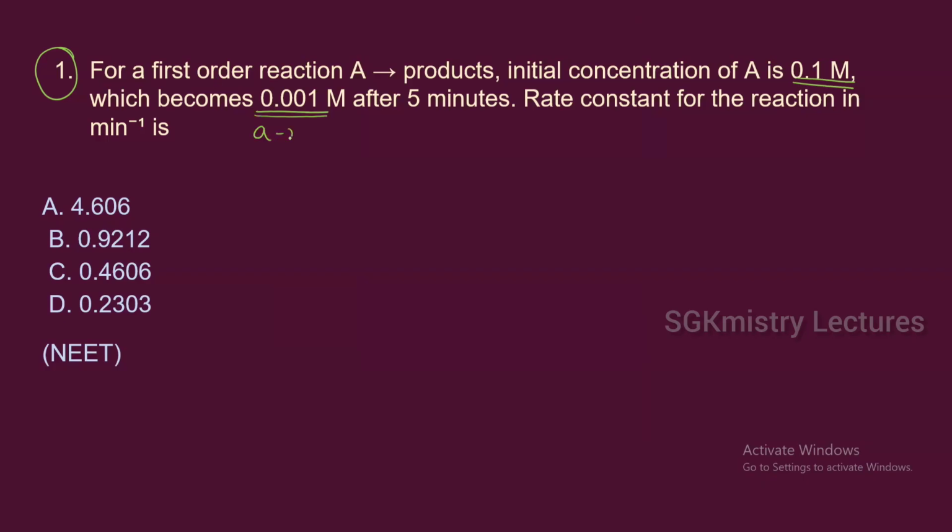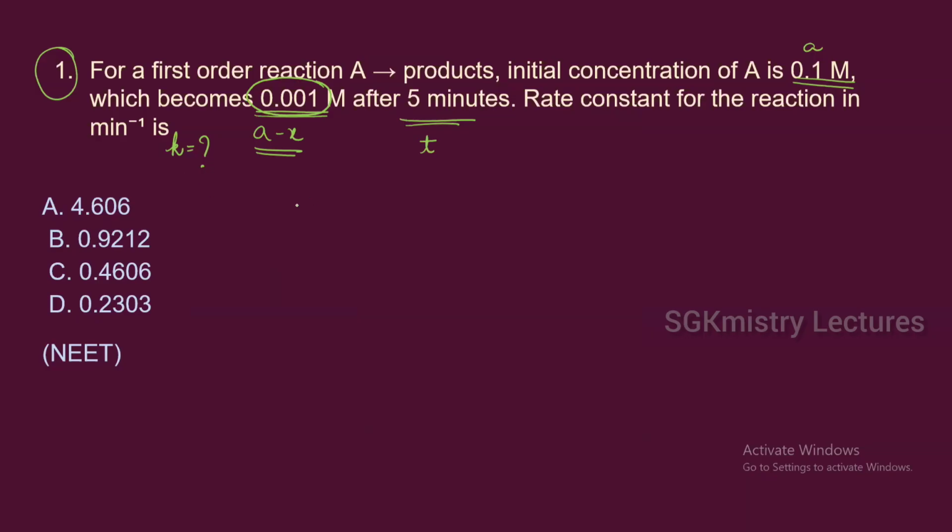So this is A minus X. This is initial concentration A. And it has been given that the initial concentration 0.1 molar becomes 0.001 molar. So this represents A minus X, how much is remaining after 5 minutes. So this is T, the timing. Rate constant for the reaction in minute inverse. So what is K? That is what you need to find out.